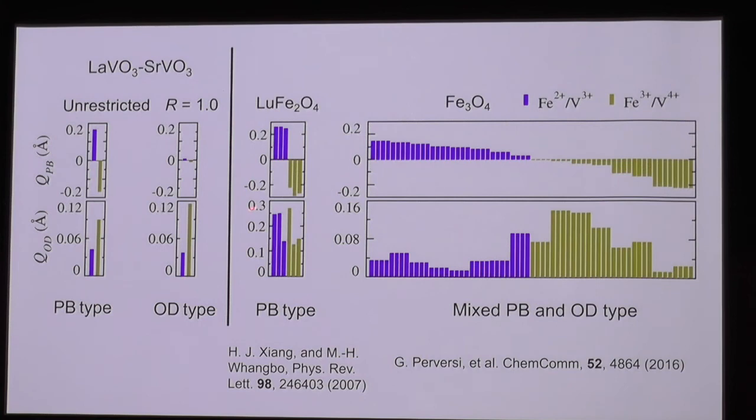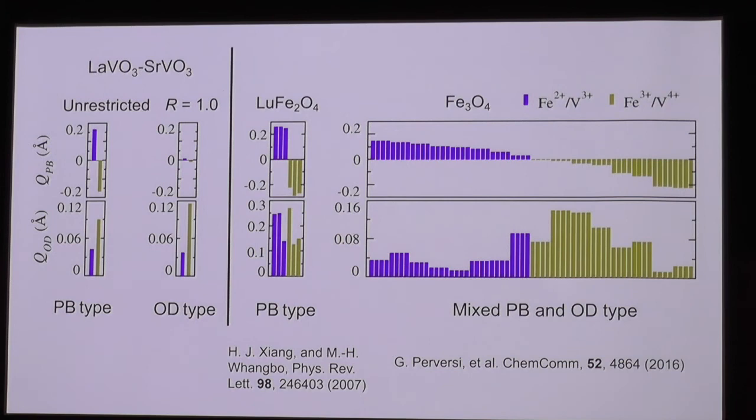So in this slide, we plot the magnitudes of polyhedral distortion for different atoms in different materials. Each bar corresponds to a transition metal atom, and the blue bars correspond to the atoms with a low valence state, and the orange ones correspond to atoms with high valence states. Here, we can see that in lutetium ferrite, the polyhedra have noticeable differences in size, which is similar to the unstrained superlattice case. As a result, it is a polyhedral breathing type charge ordering system. And as we demonstrated before, its polarization cannot be flipped by an external electric field, which explains why we cannot observe polarization flipping in experiments.